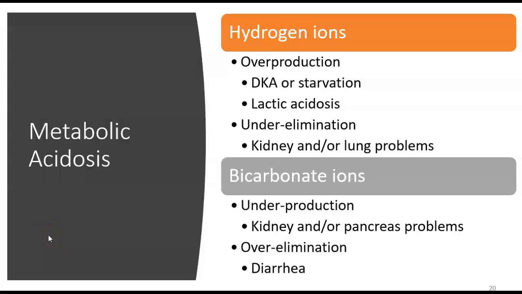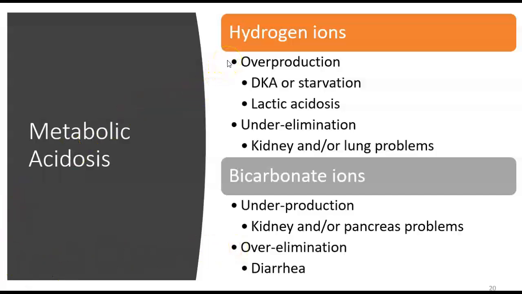Acidosis, whether it's a metabolic or a respiratory acidosis, is caused by an increase of hydrogen ions. So regardless of whether it's caused by an overproduction of hydrogen ions or an under-elimination, both of these scenarios create excess hydrogen ions, which lead to acidosis. Another way that we can have a buildup of hydrogen ions is if bicarbs are being underproduced, because remember bicarbs will bring down hydrogen ions, or else over-eliminated.